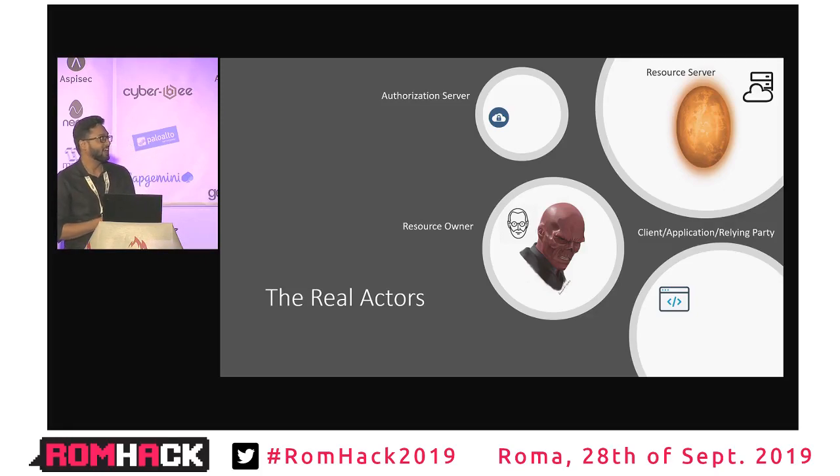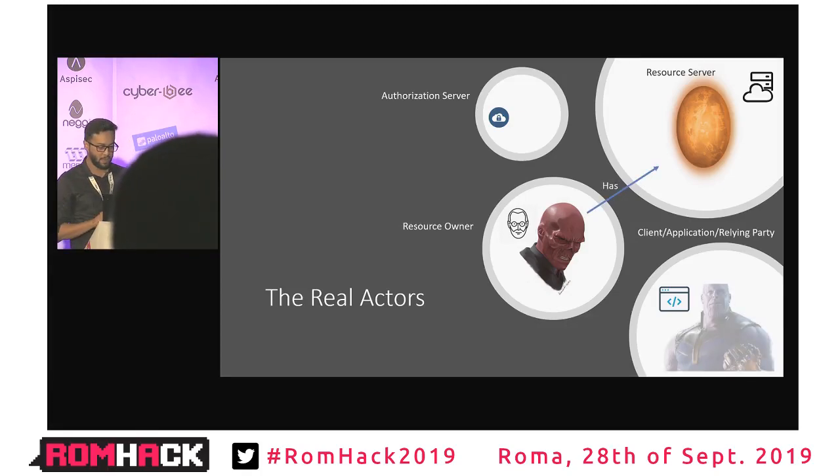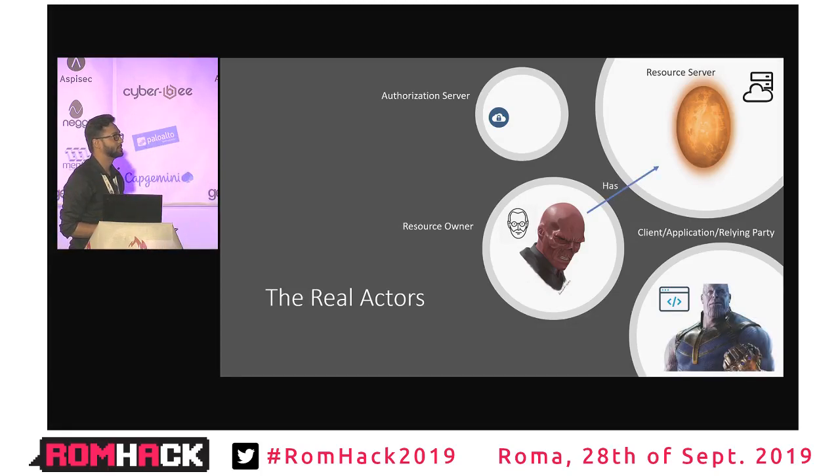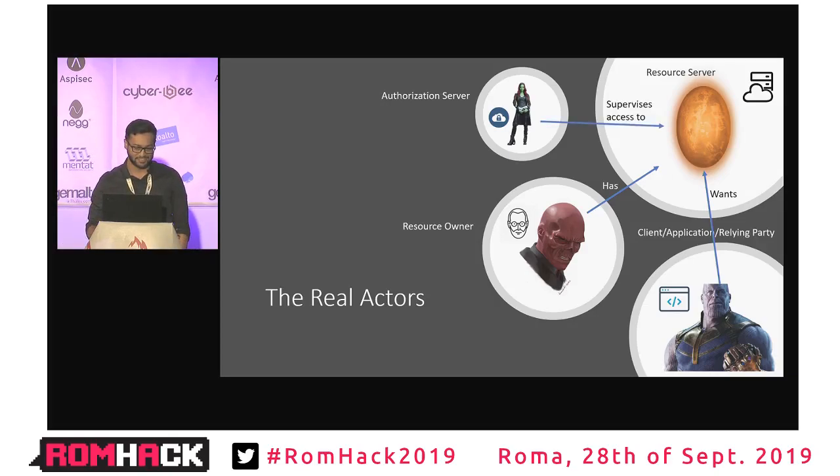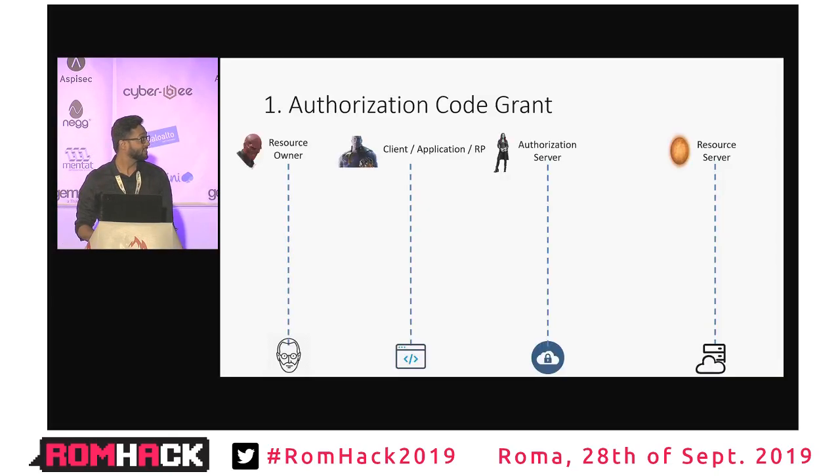So Red Skull had access to the resource server right now. But Thanos wanted access to the resource server. And that's why Thanos will be our client, or application, or relying party. And then we have Gamora. Since she knew where the Soulstone is, she'll play the authorization server and supervise the authorization. So here's the flow diagram for you.